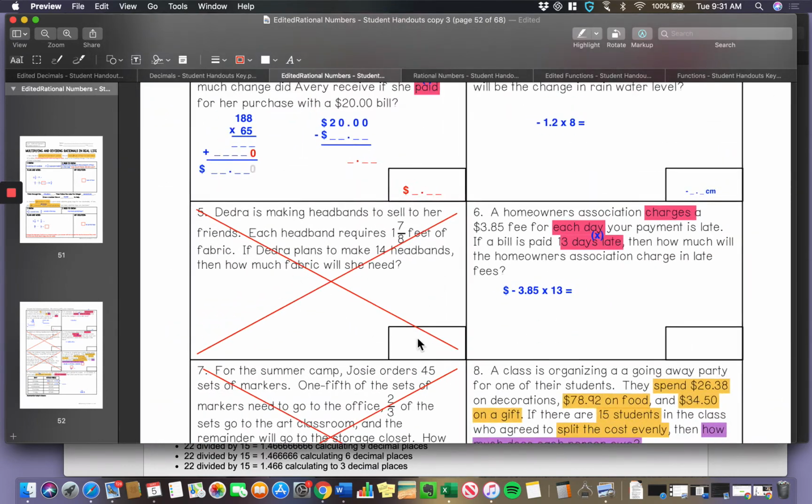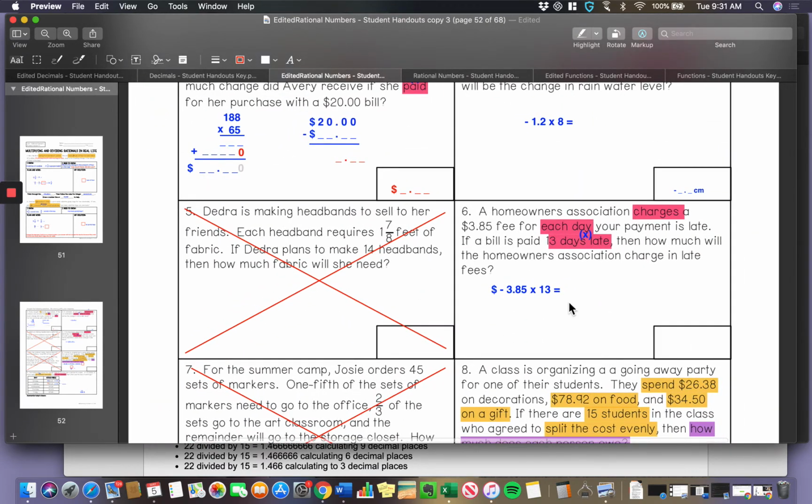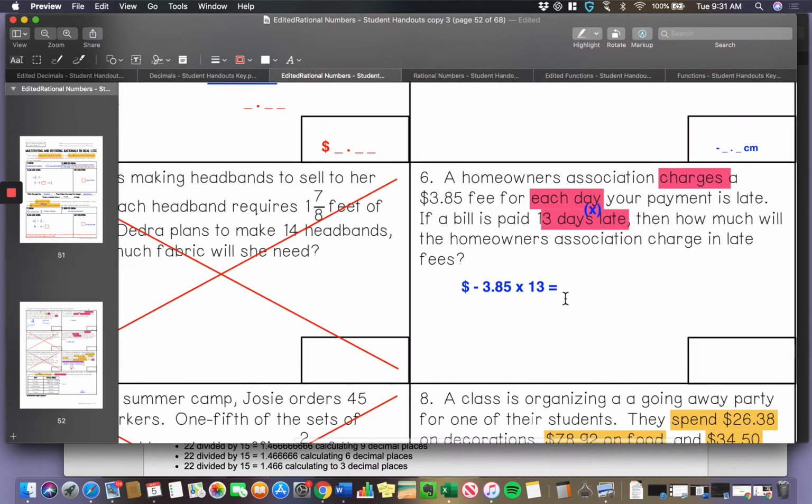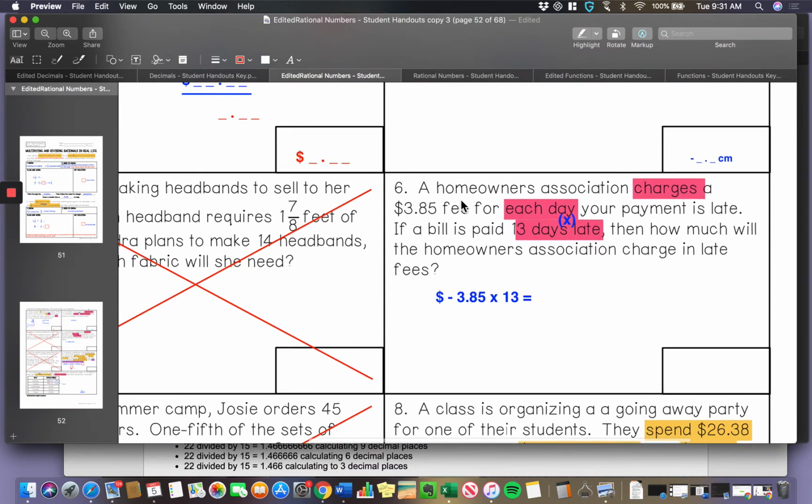All right, I crossed out number 5 and number 7, so I'm going to go to number 6 here. Number 6 says a homeowners association charges a $3.85 fee for each day your payment is late. If a bill is paid 13 days late, then how much will the homeowners association charge in late fees?